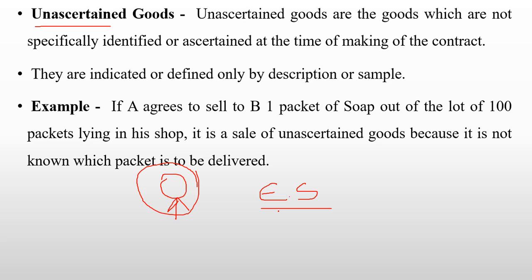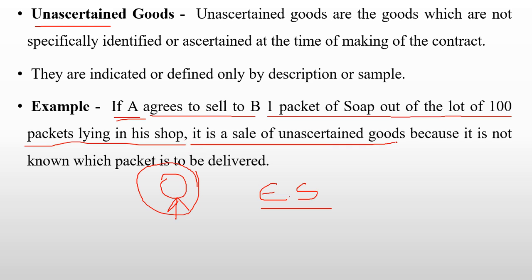When you have not decided which product to buy, from which shop to buy, those goods are called uncertain goods. For example, if A agrees to sell to B one packet of soap out of a lot of 100 packets lying in his shop, it is a sale of uncertain goods because it is not known which packet is to be delivered. There are 100 packets of soap of various brands. If the seller doesn't know which soap to deliver to the buyer, then it is called uncertain goods.